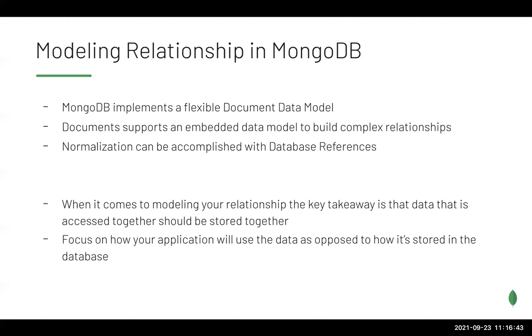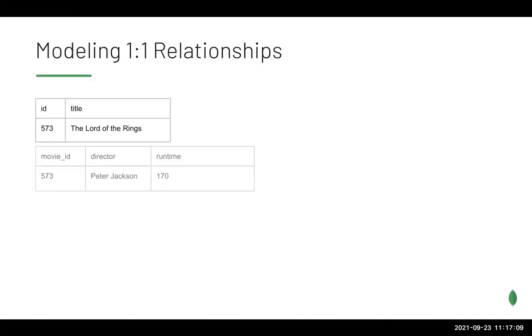And then finally, when it comes to modeling your relationships, the key takeaway is always that data that is accessed together should be stored together. And you are going to want to focus more on how your application actually uses this data as opposed to how it is actually stored in the database. So with that said, let's get into modeling the traditional one-to-one, one-to-many, and many-to-many relationships that many people coming from a relational background will be familiar with. And if you're not familiar with it, I will briefly explain what the relationships look like.